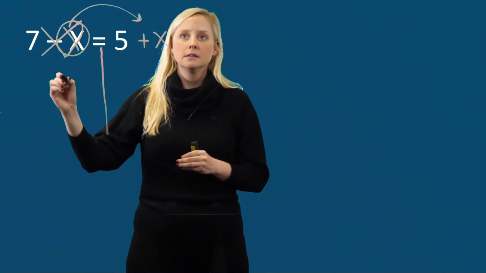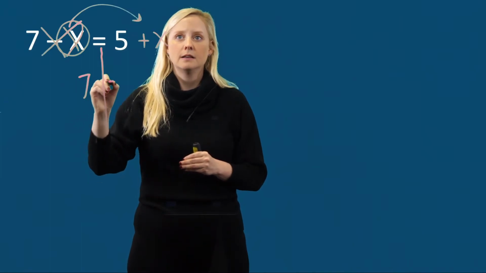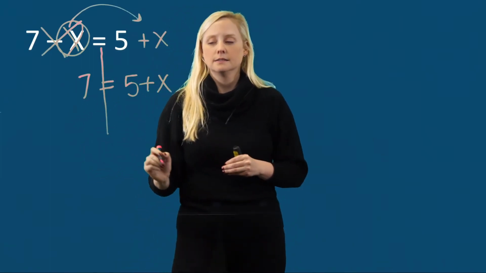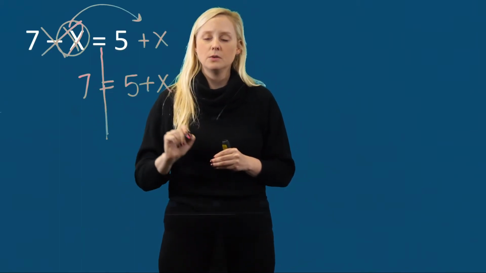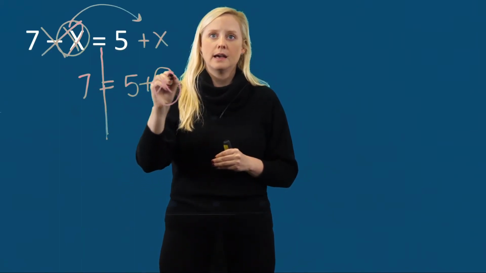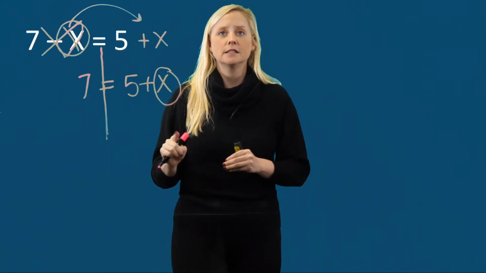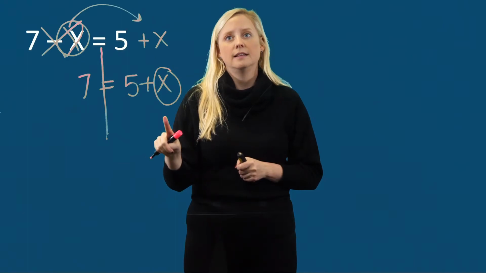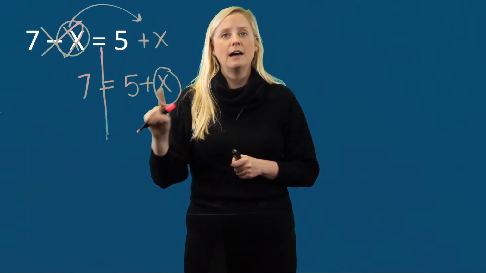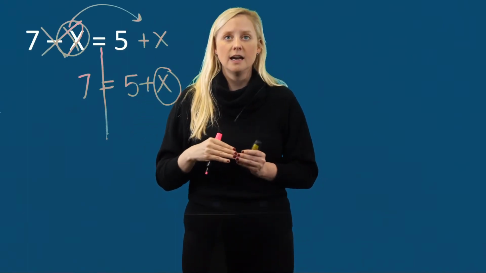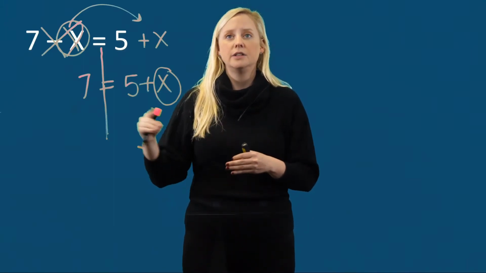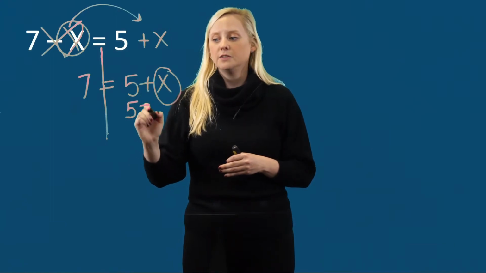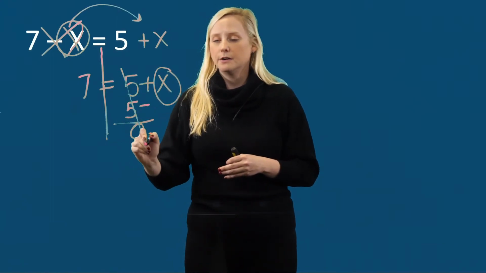So here, our new setup is 7 is the same as 5 plus x. I'm also going to draw the line down from the equal sign again. I'm going to circle my x. Then I'm going to ask myself, is x alone on this side of the equal sign? The x is not alone on this side of the equal sign. There is a plus 5 next to the x. So to get the x alone, or to isolate the x, I need to do the opposite of plus 5, which is minus 5. A plus 5 and a minus 5 is going to give me 0.